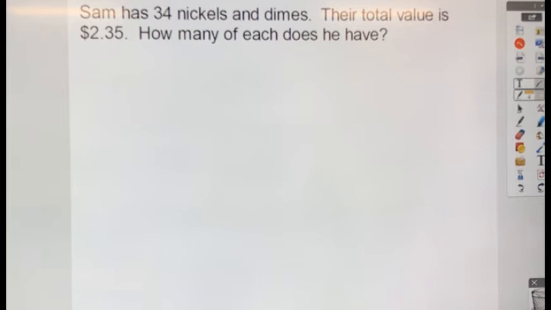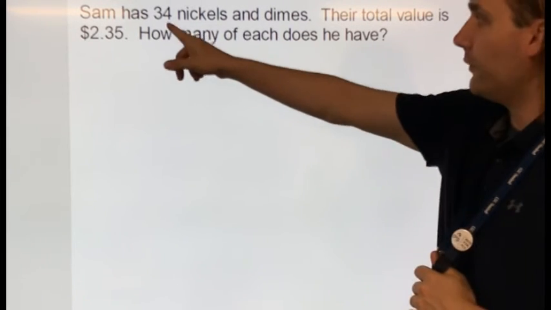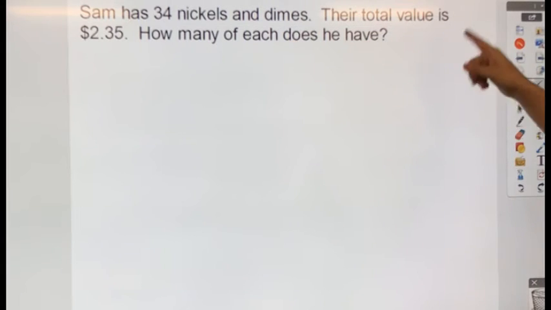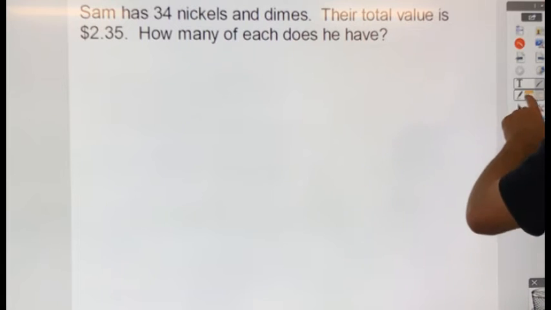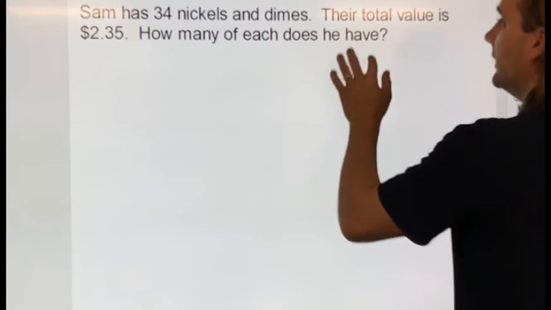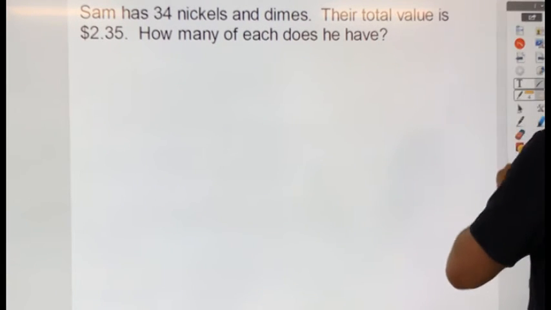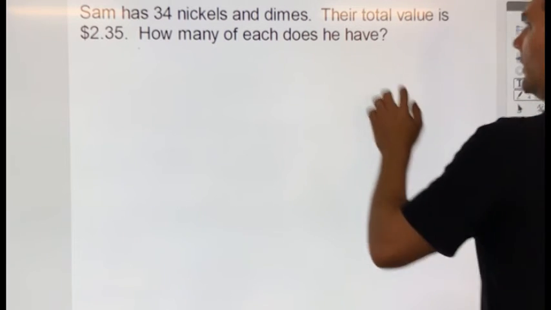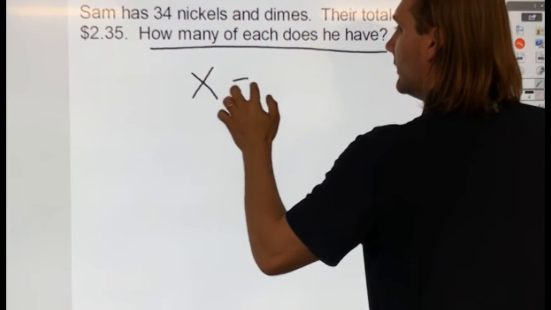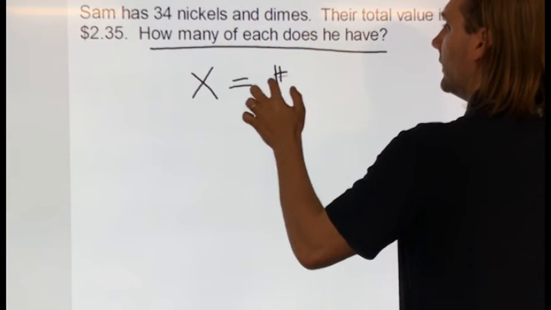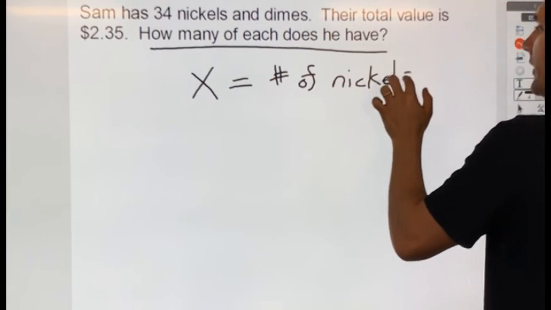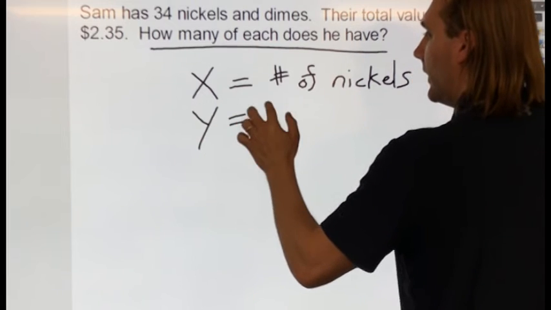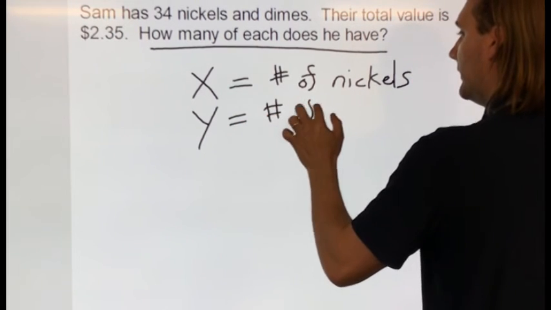Sam has 34 nickels and dimes. So he has a total of 34 nickels and dimes. Their total value is $2.35. How many of each does he have? I remember this. So again, I'm trying to find how many of each. So let's call X the number of nickels. Therefore, Y is going to represent what? Number of dimes.